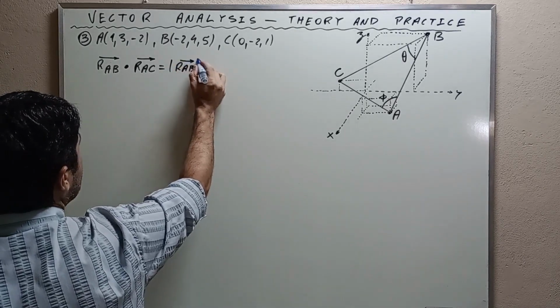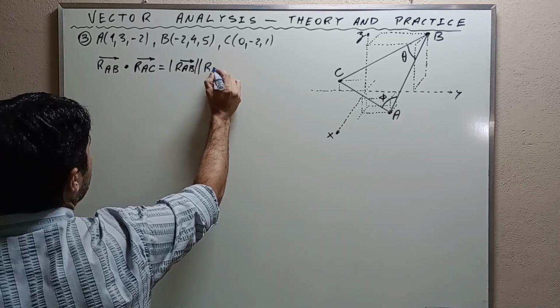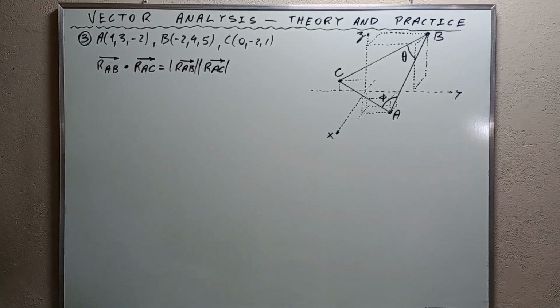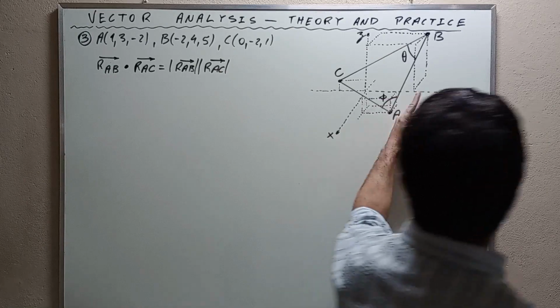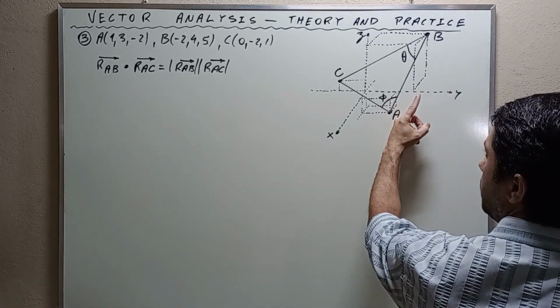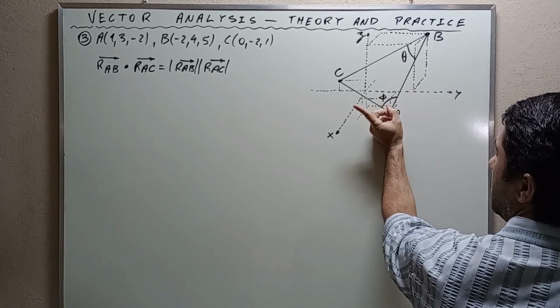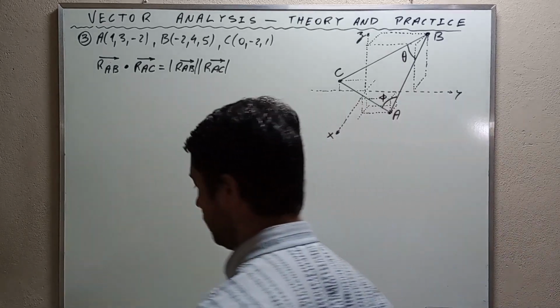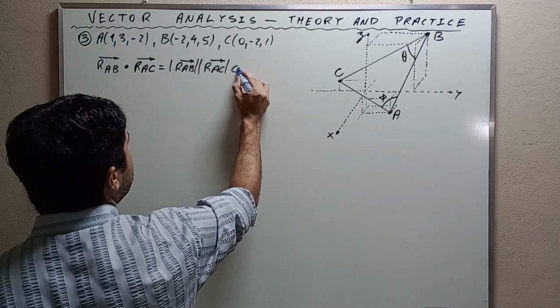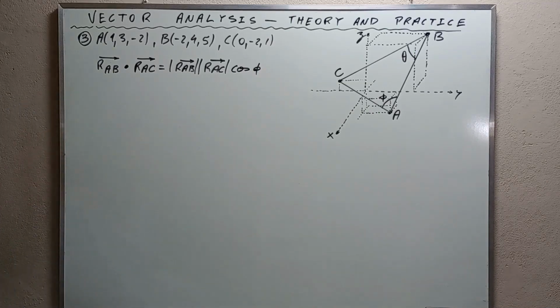And in accordance with the definition of the dot product, the dot product between these two vectors will be the magnitude of RAB times the magnitude of RAC times the cosine of the angle between them. Okay? And what is the angle between them? The angle between them is phi, times the cosine of phi.